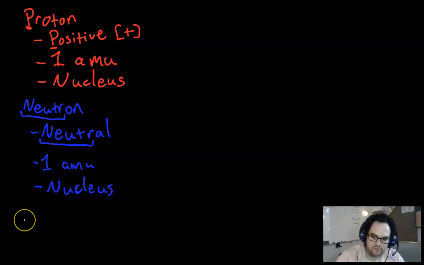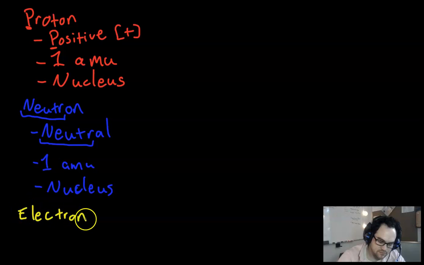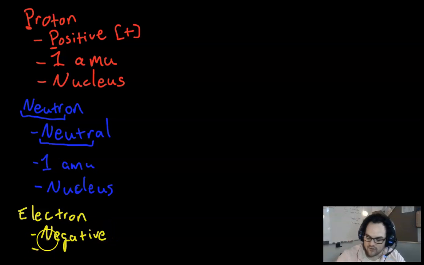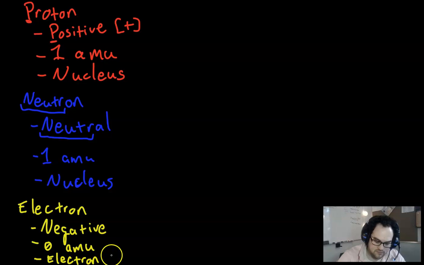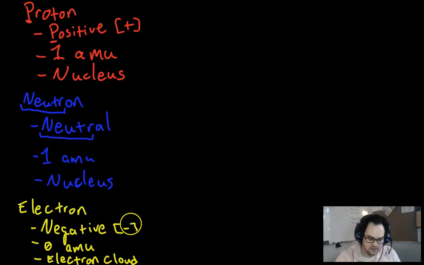The last particle in the atom is the electron. These have a negative charge. They have almost no mass, and we just assume that they have practically 0 mass. And they're found in the electron cloud.